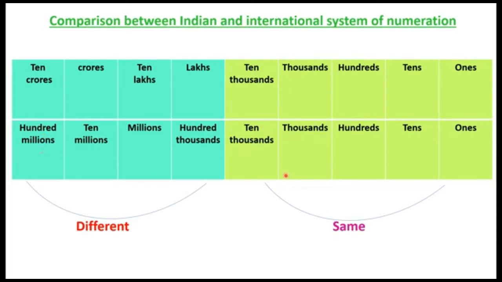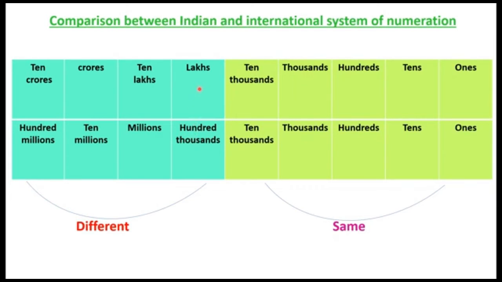So children, you can see here till 10,000, both in Indian and international, the places are same. But from the lakhs place, it changes in the international system of numeration. As you can see, 1 lakh is equal to 100,000, 10 lakh equals 1 million, 1 crore equals 10 millions and 10 crores equals 100 millions. So children, these are the places where the difference comes, between the Indian and international system of numeration.